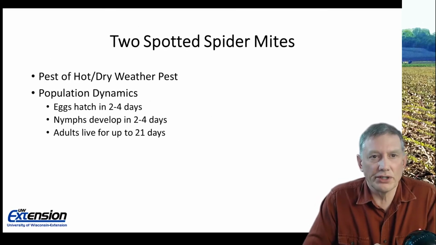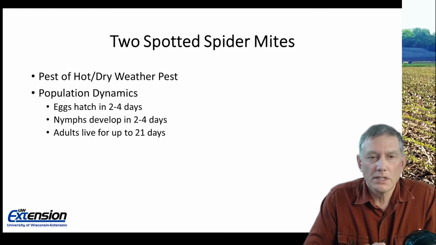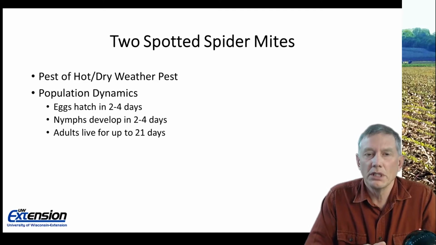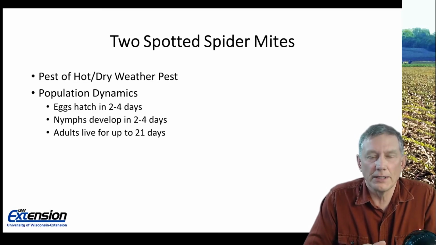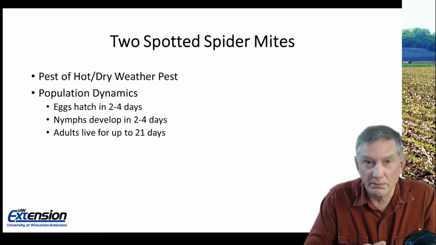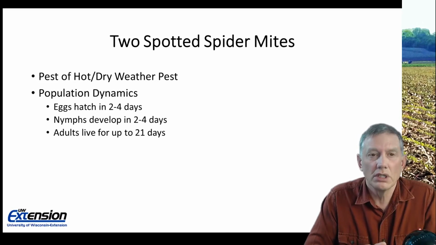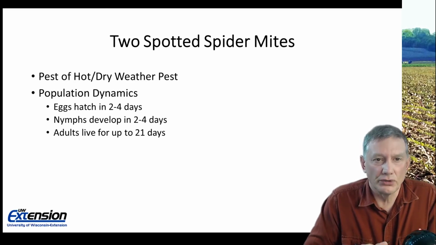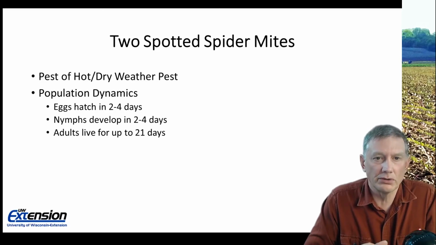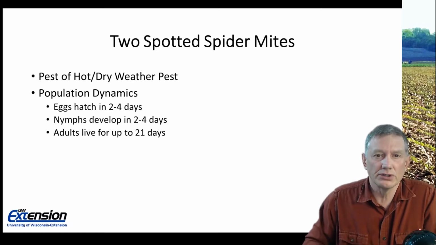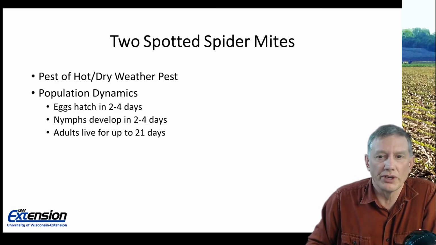So it's important to remember that they're a pest of hot, dry weather. During most normal growing seasons, we don't have to worry about them. But if you get in a period of hot, dry weather that's about 2 to 3 weeks long, I would go out and spot check for their damage. The eggs will hatch in 2 to 4 days. The nymphs will also develop in about 2 to 4 days, and the adults live for upwards of 21 days.